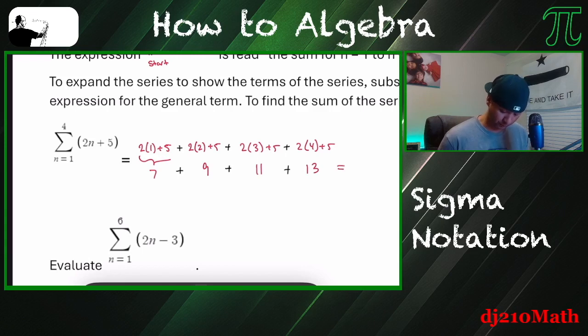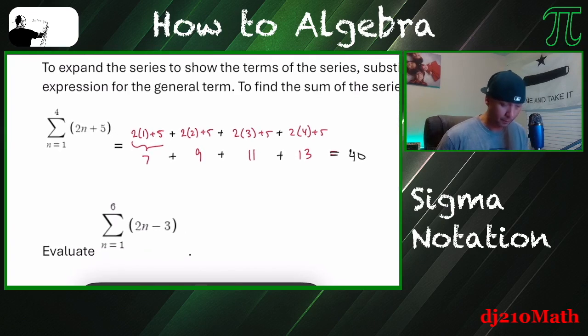All right, when you add these together, you get, see, 9 and 11 is 20, 7 and 13 is 20. Okay. So the sum of 2n plus 5 from 1 to 4 is 40. Pretty simple.